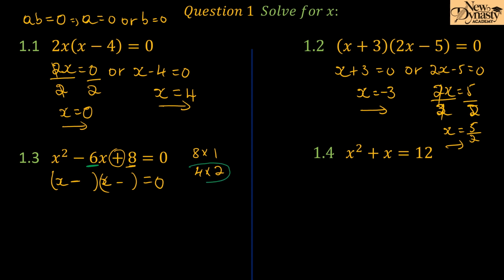You see that when you add 4 and 2, you get 6. But we are focusing on negative 6. We need to get a negative 6. So it means you can have a negative 4 and a negative 2, and this is going to give you a negative 6. So you just go on and put your factors there. That is going to be 4 and 2. Then your answers are going to be x equals 4.